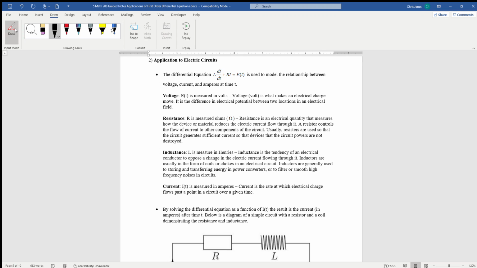So another application of our first order differential equations is to simple electrical circuits. Kirchhoff's law relates the voltage, current, and amperes at a specific time t, such that L di/dt plus R I is equal to E of t, where E of t is the voltage, R is resistance, and L is inductance.